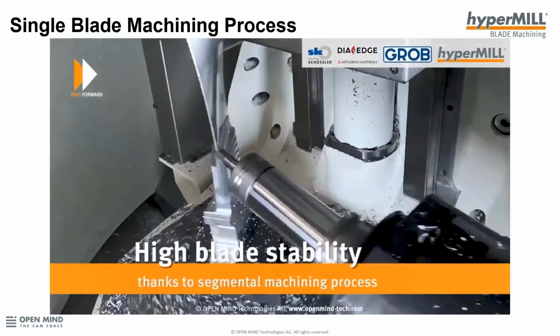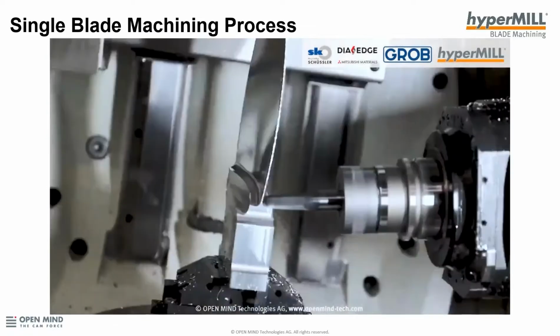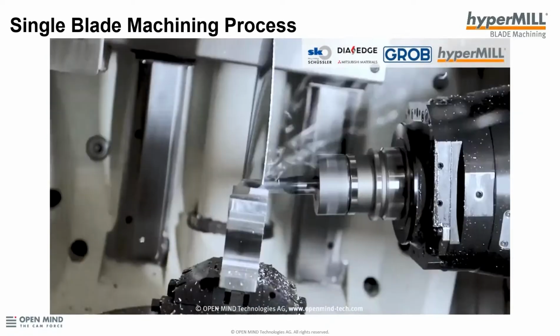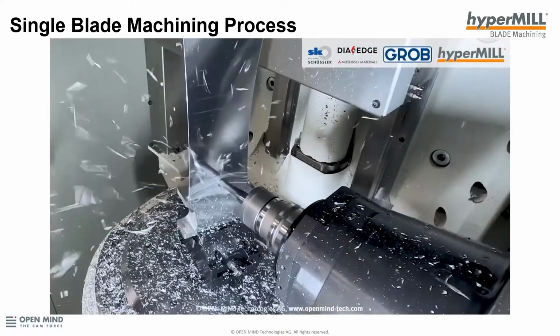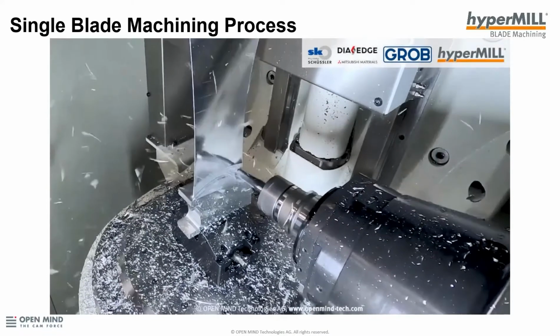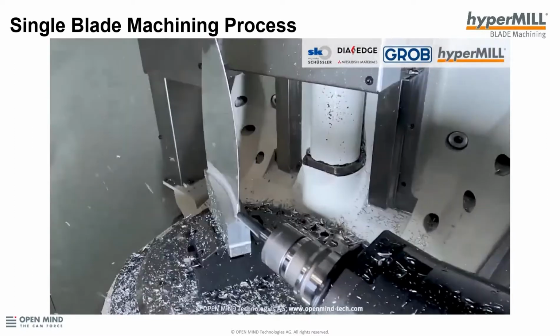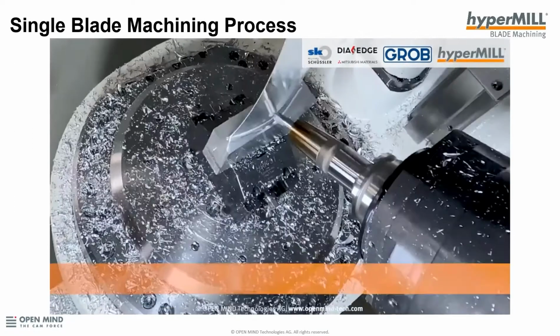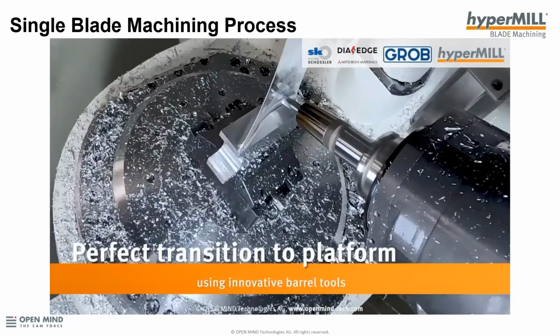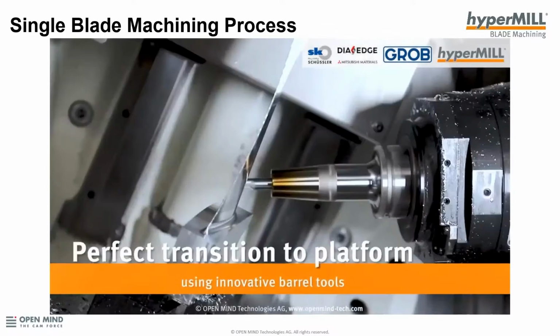So we're using this innovative barrel cutter technology. So as you can see here, roughing a segment for this blade, which is followed by even finishing using the bottom radius of the same blade. So we're using the same blade for roughing and the finishing here.